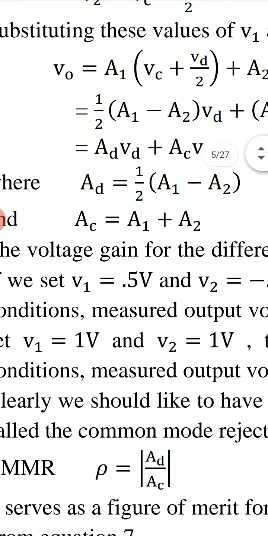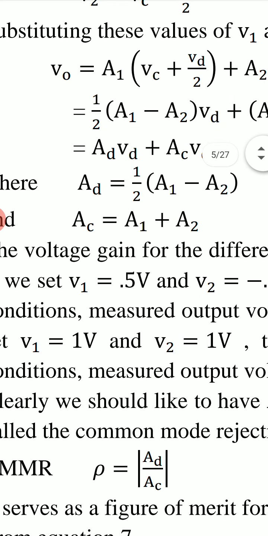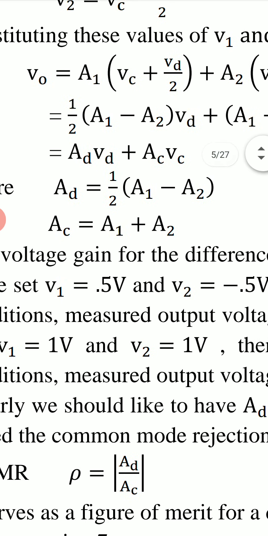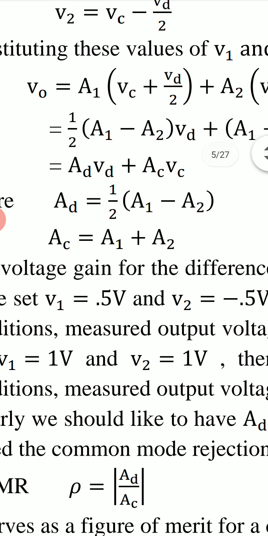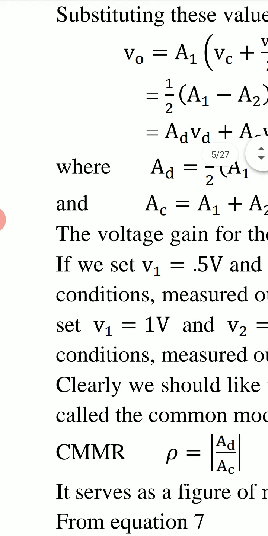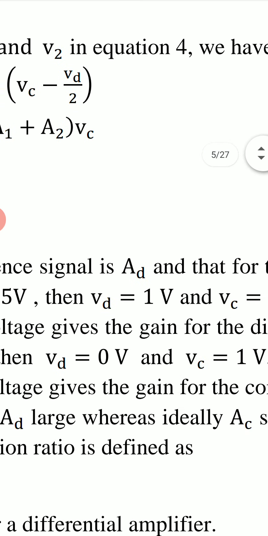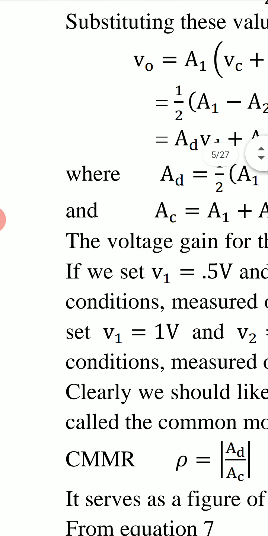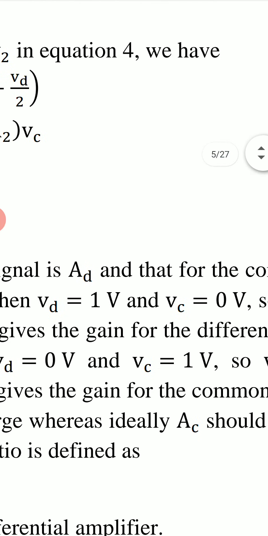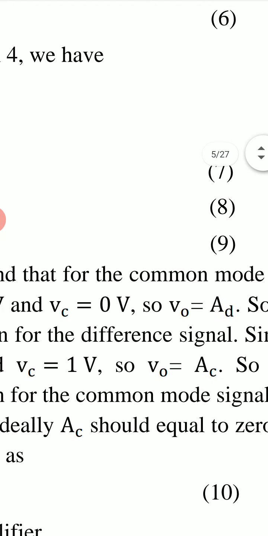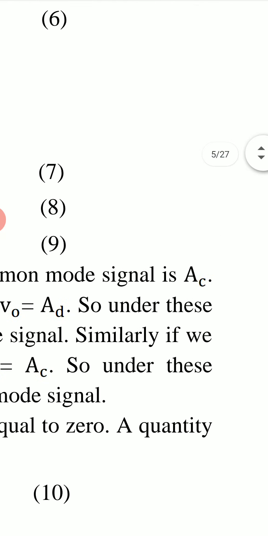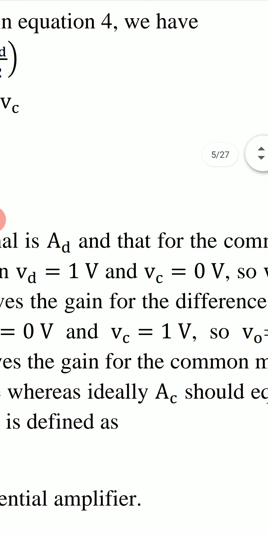Here AD is voltage amplification for difference signal Vd and AC is voltage amplification for common mode signal Vc. The voltage gain for the difference signal is AD and that for common mode signal is AC.